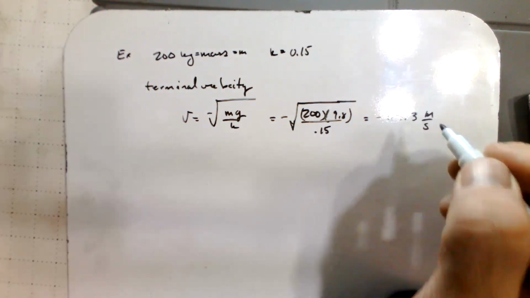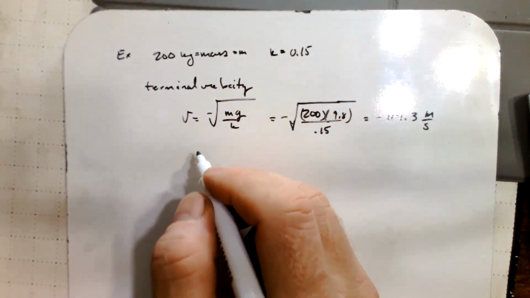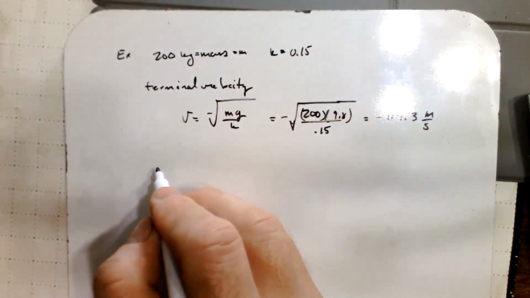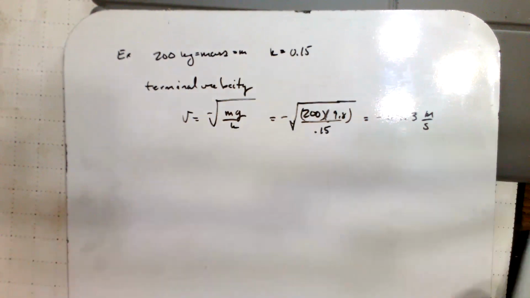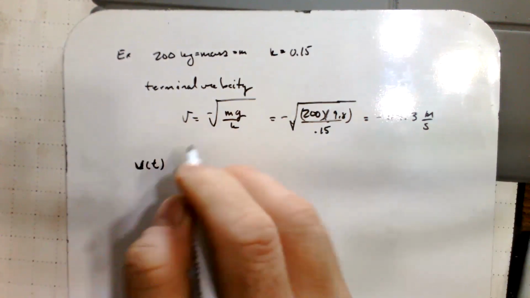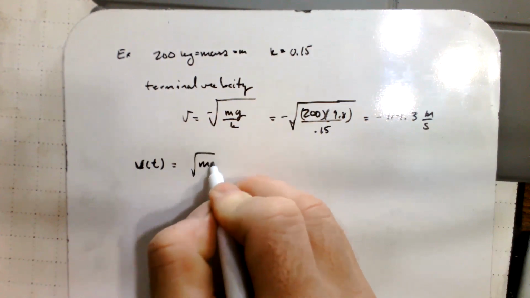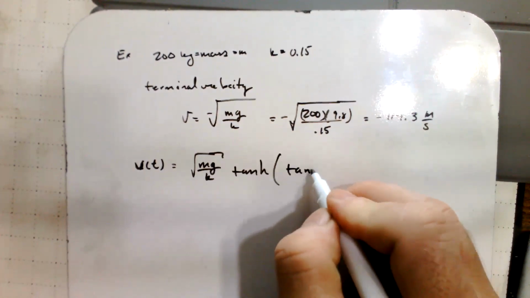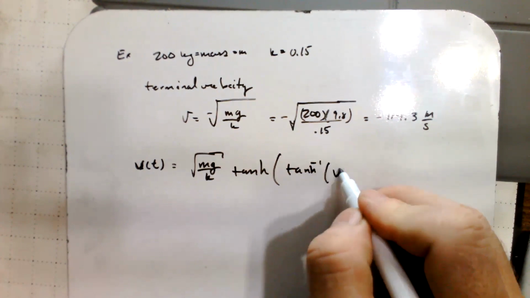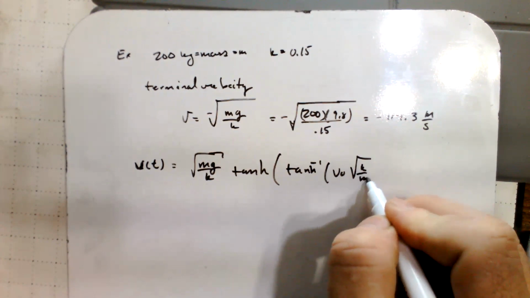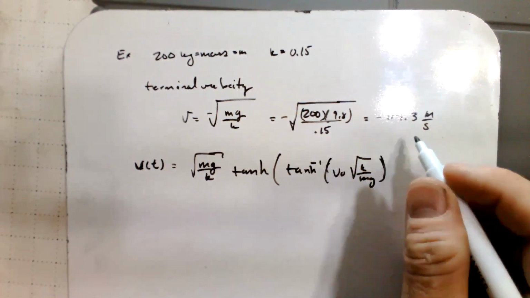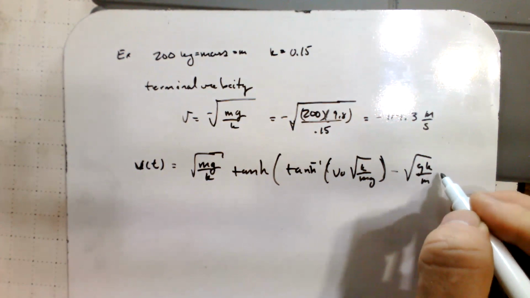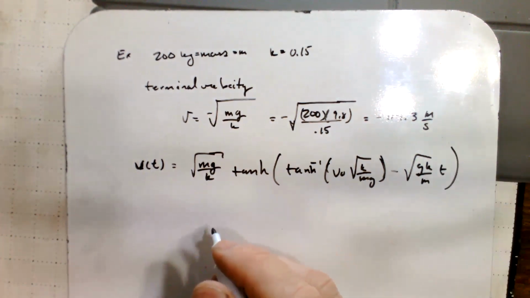And let's plug this in. So we recall from the earlier problem that v of t is equal to the square root of mg over k, tanh inverse of v naught times the square root of k and g, minus the square root of gk over m times t. Okay, so that's what we're using.